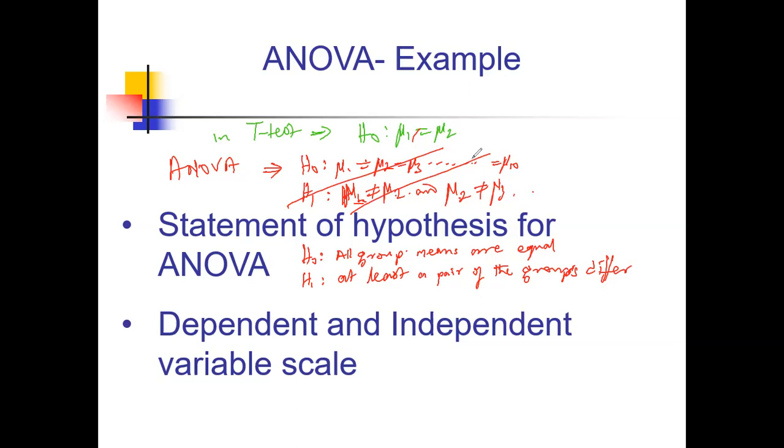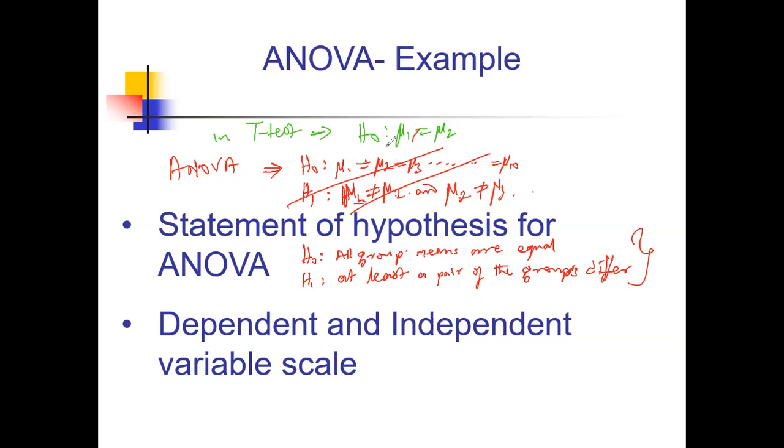Not that it's impossible, but a simpler, more efficient way is to write it in words the way we have it here. So again, for ANOVA, the null hypothesis is that all group means are equal, all of them. And the alternative is that at least a pair of the group means differ from every other one. Take note of that, and note the difference between this and the hypothesis for the t-test.